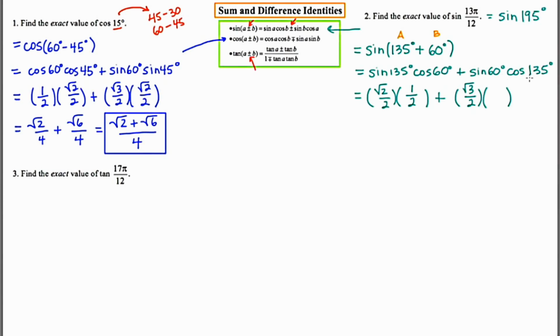When I go to the last evaluation, I know that I'm in the second quadrant, and I know that cosine is negative in the second quadrant. So this is going to end up being negative root 2 over 2. Now multiplying each fraction together, I end up getting root 2 over 4. The second answer is going to be negative because I'm multiplying a positive times a negative. Overall, that's a negative. And now I'm going to have root 6 over 4. Again, I have an instance where I've got a common denominator, so I could write this as a single fraction, root 2 minus root 6 all over 4.